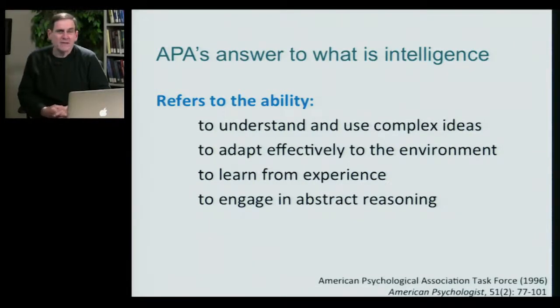And when you look at that, it probably makes sense to you. It looks fairly reasonable as a definition of intelligence. But if you begin to think about it a little bit further, there's, I would argue, one kind of peculiarity about the way they go about defining intelligence. They're not defining a thing here, but rather they're defining what intelligent individuals do. They engage in abstract reasoning, or they learn from experience.